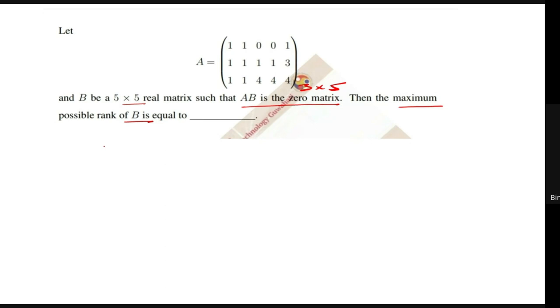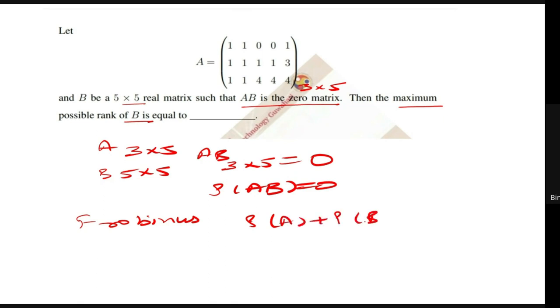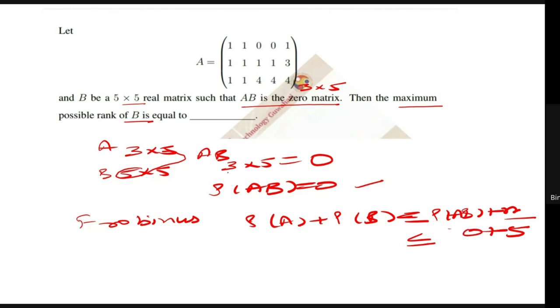So what we have given, A is a 3 cross 5 matrix and B is a 5 cross 5 matrix. Then AB is a matrix of 3 cross 5 and it is given that AB is a 0 matrix. So the rank of AB equals 0. Now there is a Frobenius inequality. What it says: rank of A plus rank of B is less than or equal to rank of AB plus n. Now what is n? The n is here the common factor, that is 5. And the rank of AB equals 0, as given, since AB is a 0 matrix.